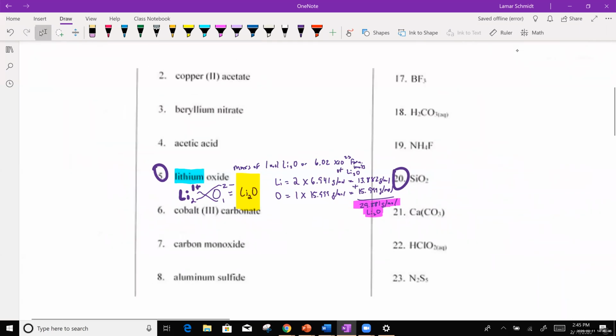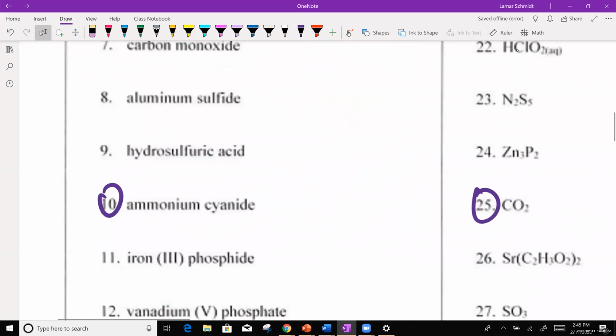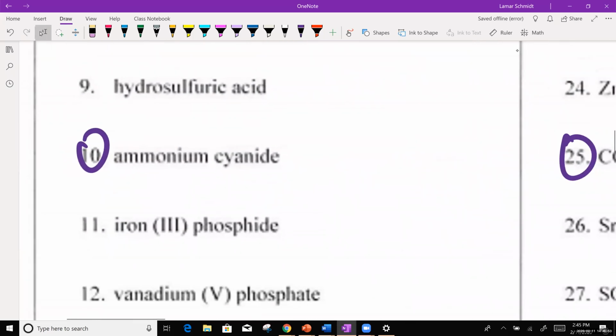All right, let's look at number 10, ammonium cyanide. What's in ammonium cyanide? We have an ionic compound, a molecule, an acid. What do we have? What's eliminating this as a molecule? Yeah, there's no prefixes. If there's no prefixes, probably going to be an ionic compound or an acid. And it doesn't say that it's an acid, so it's an ionic compound.